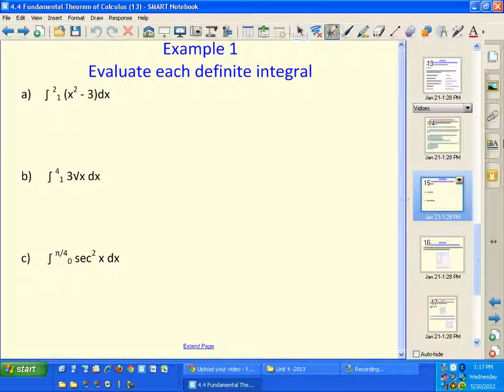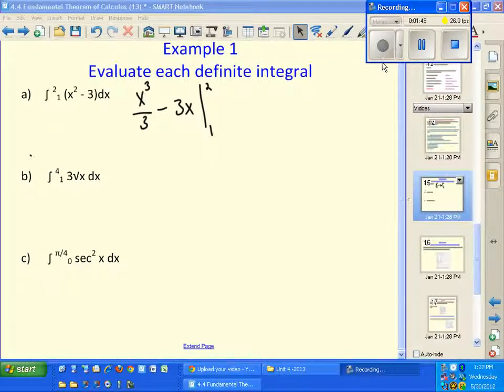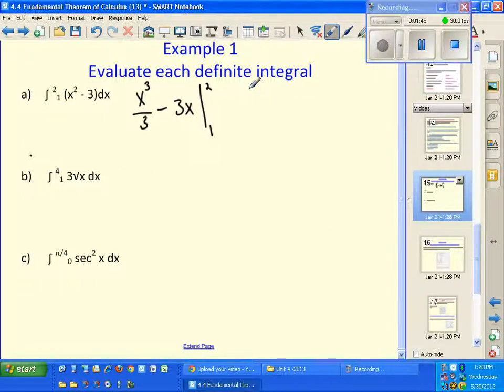So instead of going through the whole summation thing, which is what we could do, and having an infinite number of rectangles between 1 and 2, we're actually going to go, oh, we'll take the antiderivative of this, which will give me x cubed over 3 minus 3x. And if I plug in 1 for x and 2 for x, so if I was to plug in 2 for my upper limit, I would get 8/3 minus 6. That's my upper, plugging in my 2.